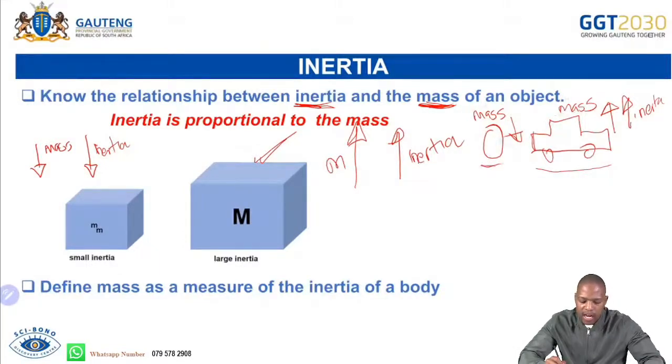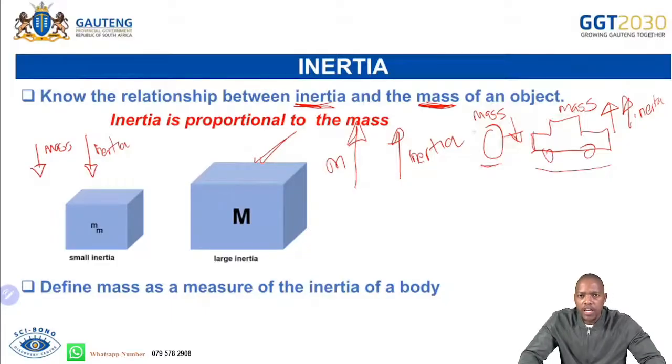What's causing the difficulty? It's the inertia of this object. What's causing this one to be easier? Its inertia is small. And what's causing its inertia to be small? It's its mass. So the smaller the mass, the smaller the inertia, and the greater the mass, the greater the inertia. That's why we are saying the relationship between inertia and mass is proportional. If one is increasing, they both increase. If one is decreasing, the other also decreases. An increase in the mass will increase the inertia. A decrease in the mass will decrease the inertia.